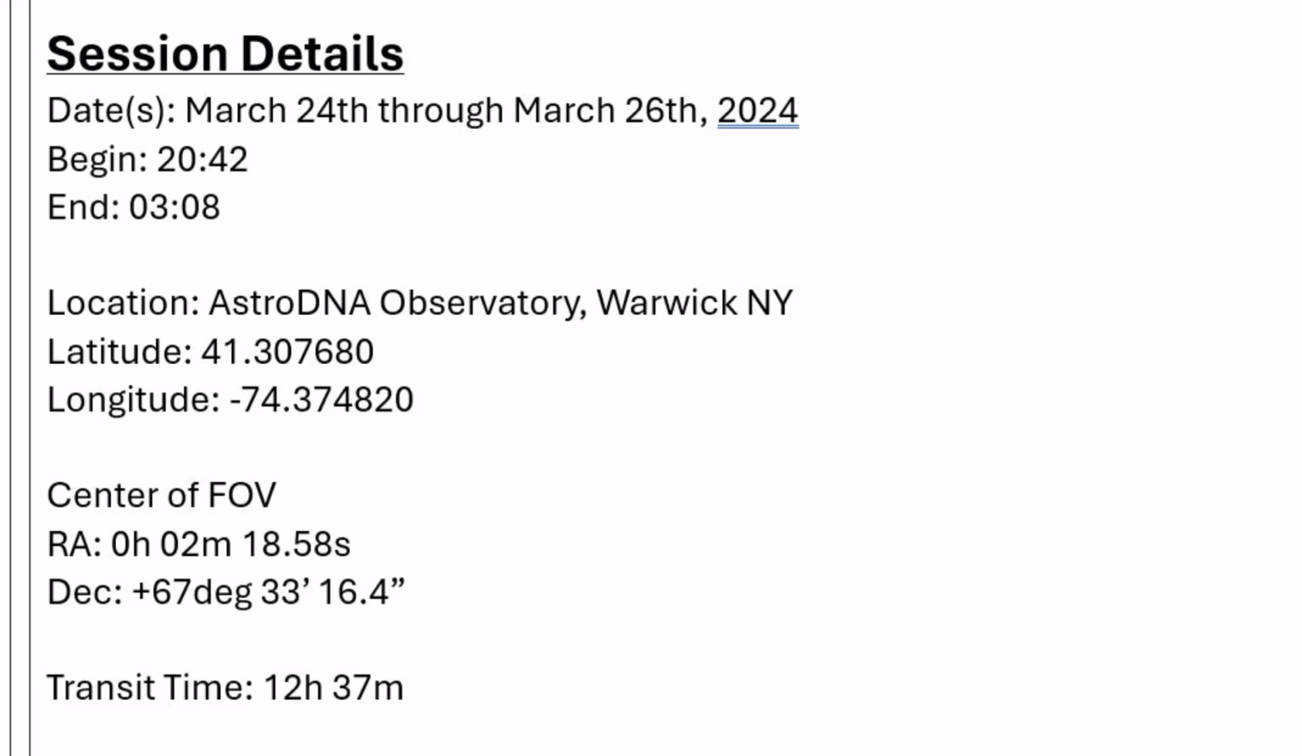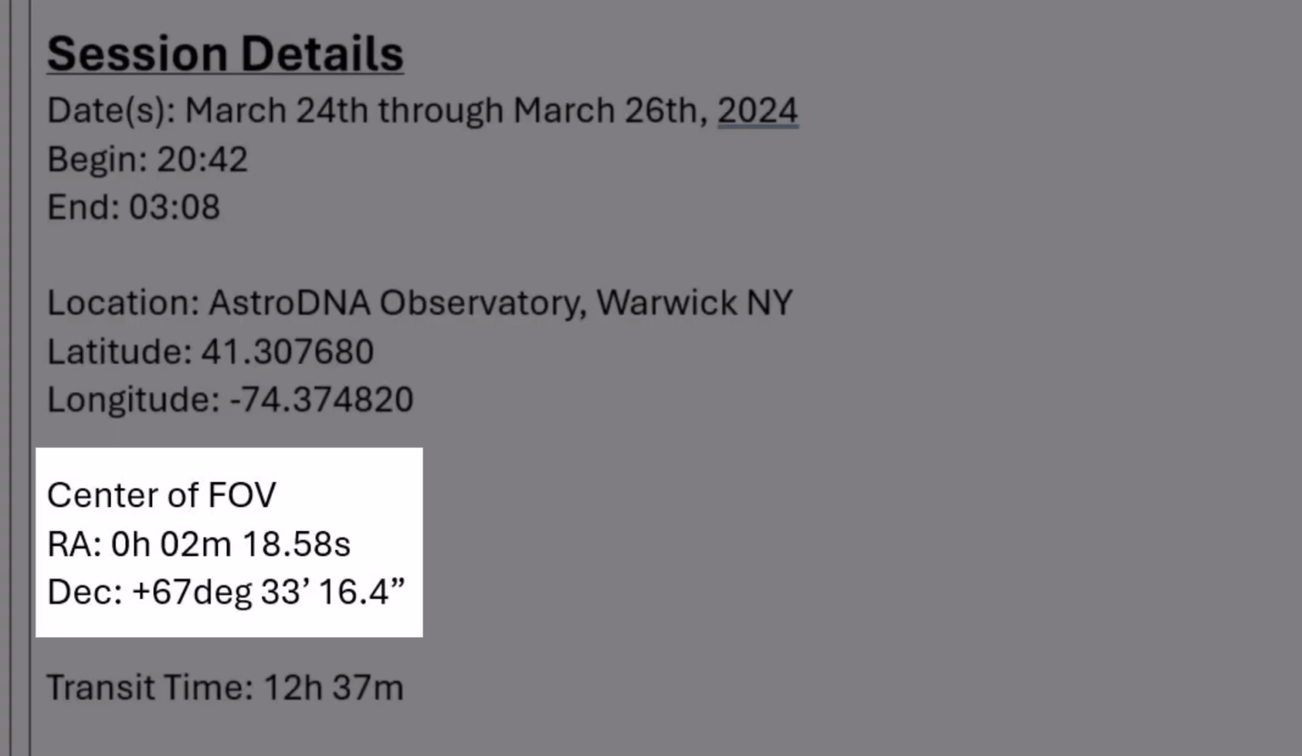In the morning. And for those that are interested in the exact coordinates of this object, its right ascension is 0 hours, 2 minutes, 18 seconds, and its declination is 67 degrees north and 31 minutes, 16.4 seconds.